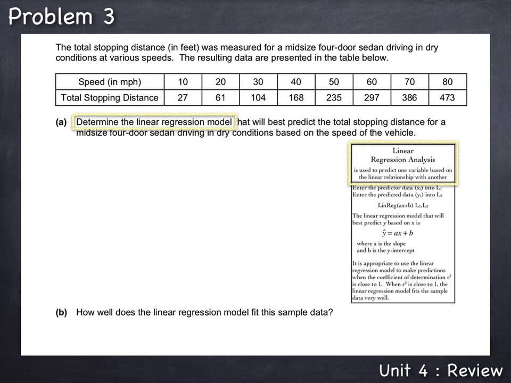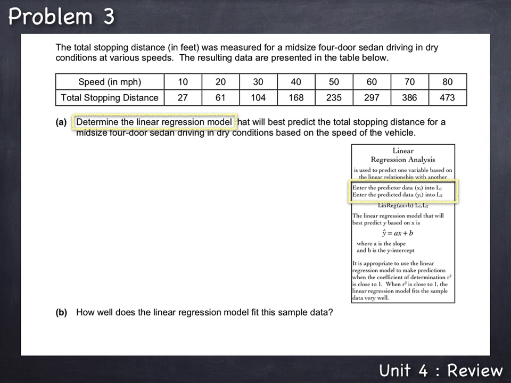A linear regression analysis is used to predict one variable based on the linear relationship with another. We can follow these steps to complete our linear regression analysis. The first step is to enter the data. We have two data values, the x, or predictor variable, and y, the predicted variable. The linear regression model is the line y hat equals ax plus b, where x is the input data value being used to make the prediction, and y, the output variable, is the one that we're predicting.